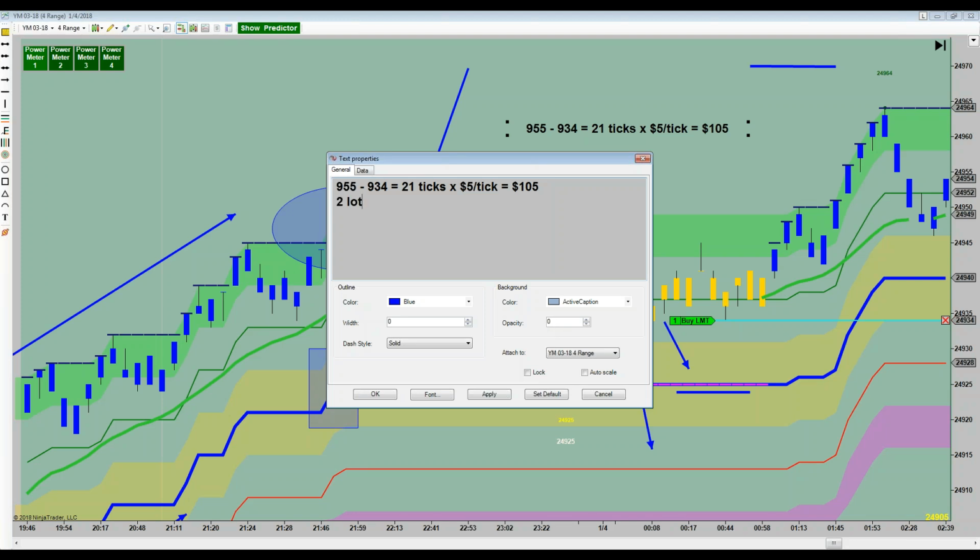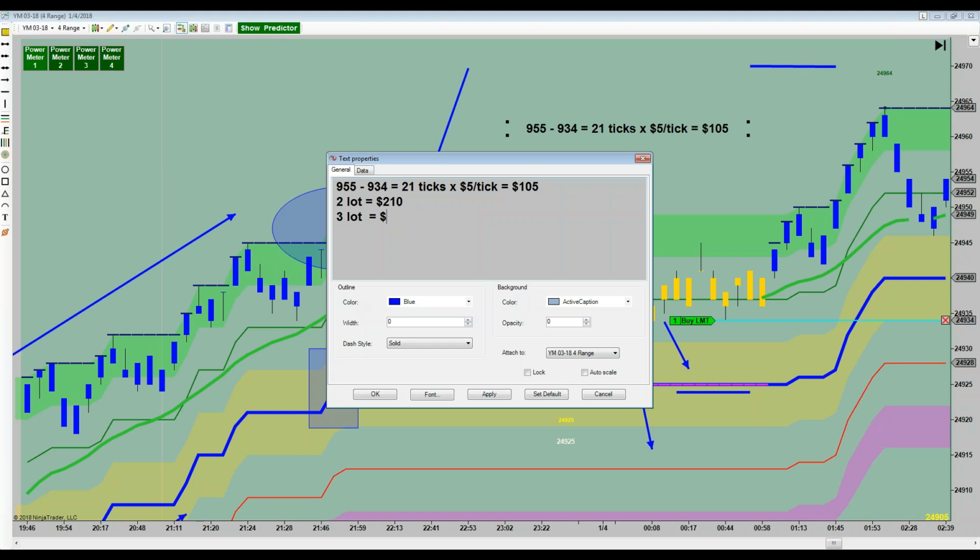2 lot would be how much? $210. You can do the math, right? 3 lot, right? How much is that? $315, right? I mean, you see where I'm going with this, right?